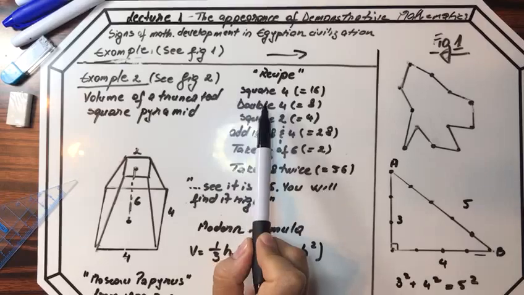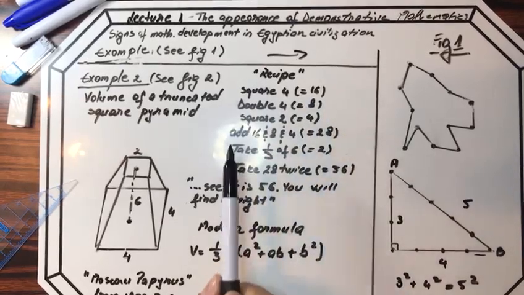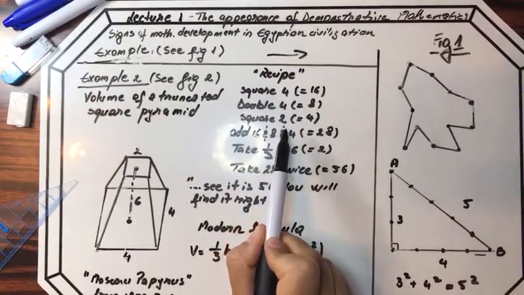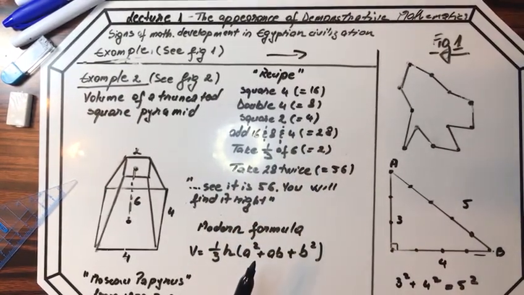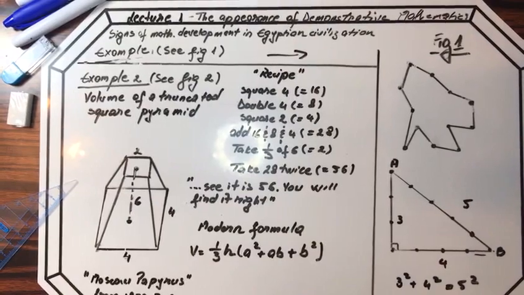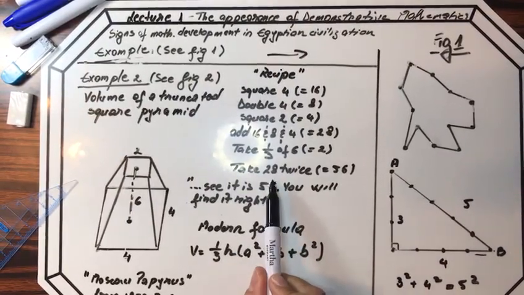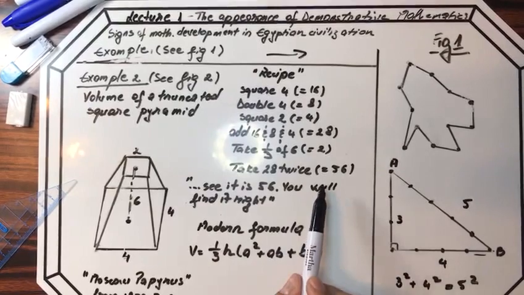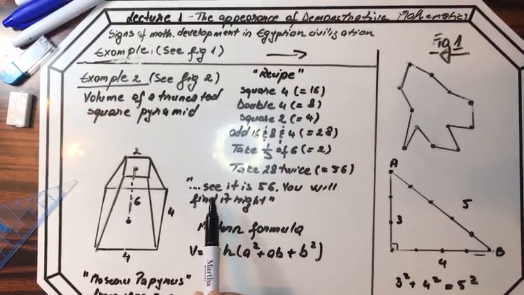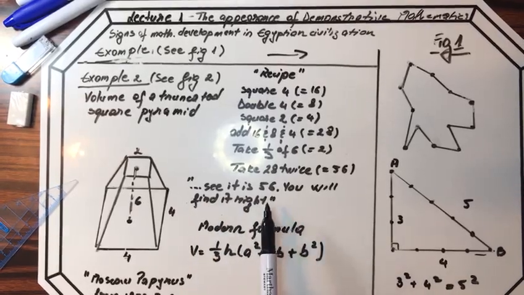It says square 4 resulting in 16, double 4 resulting in 8, square 2 resulting in 4, and then add the 16, the 8, and the 4 resulting in 28. After, we shall take 1/3 of 6 resulting in 2. Finally, we take 28 twice, resulting in 56. And as the legend has it, it says, see, it is 56. You'll find it right.